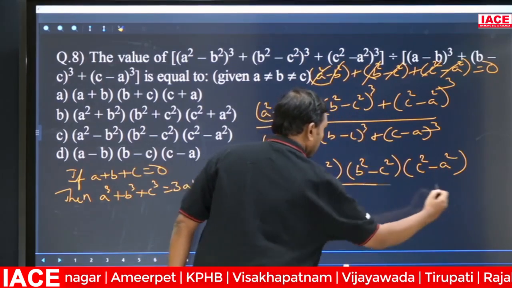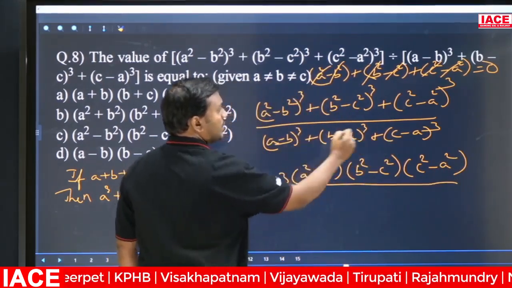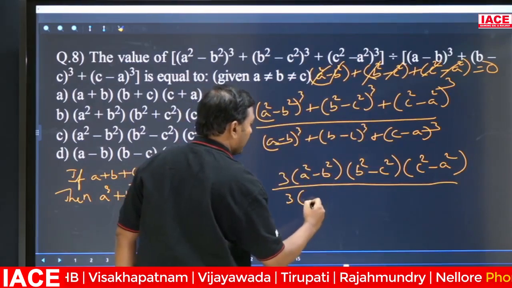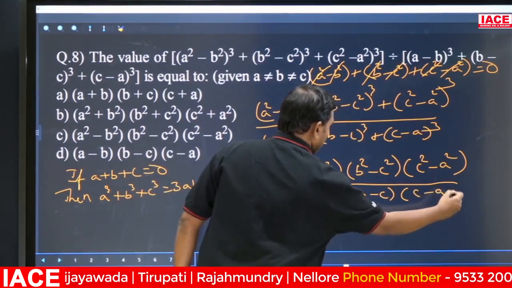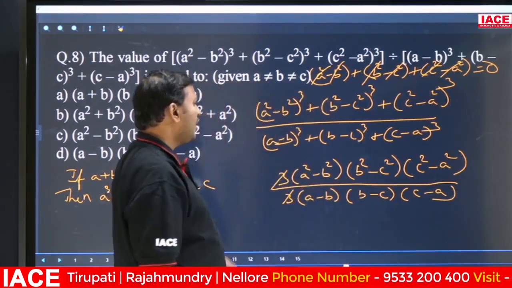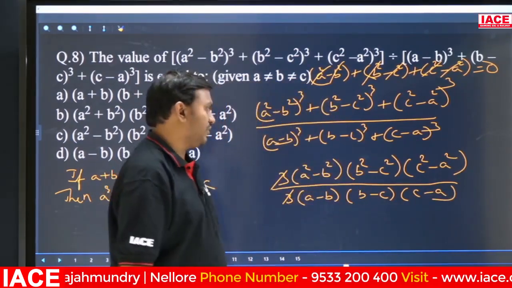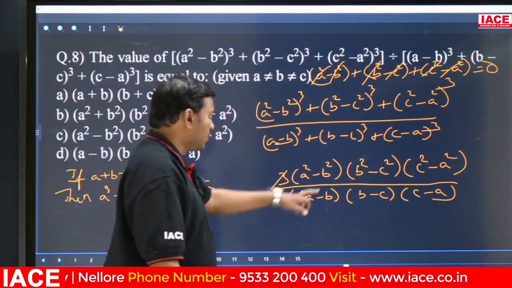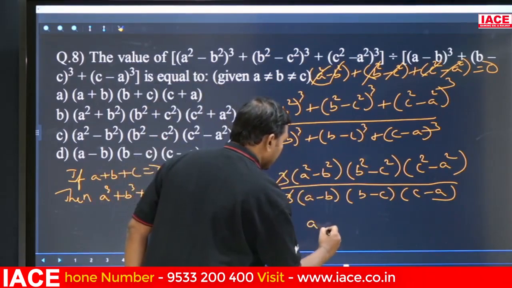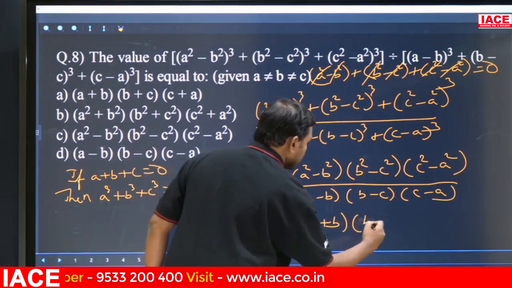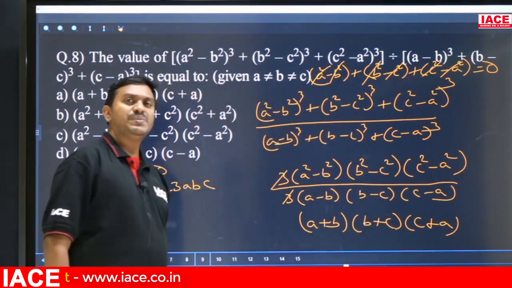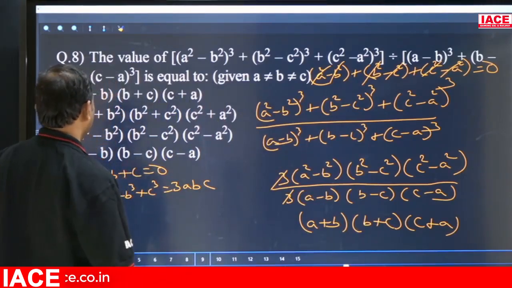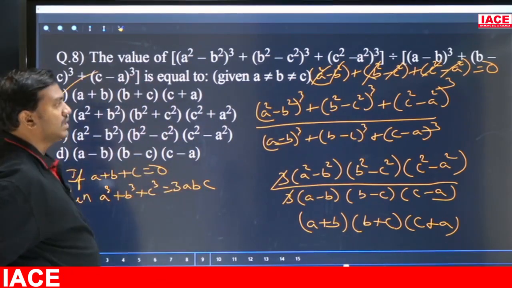Similarly, bottom also. So bottom also, A cube plus B cube plus C cube is 3ABC, that is 3 of A minus B into B minus C into C minus A, right? Cancel. So A square minus B square means that we can write A plus B into A minus B. So A minus B cancel, what will we get? A plus B into B plus C into C plus A. So what is the answer? A plus B into B plus C into C plus A. Option A is the right answer.